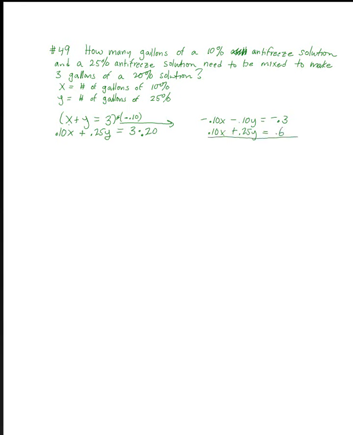Add them up. X's go away. 0.15y equals 0.3. So y is 0.3 divided by 0.15 is 2 gallons. So I need 2 gallons at, that was, which one? That was the 25% solution, which means X would only be 1 gallon left. 1 gallon at 10%.